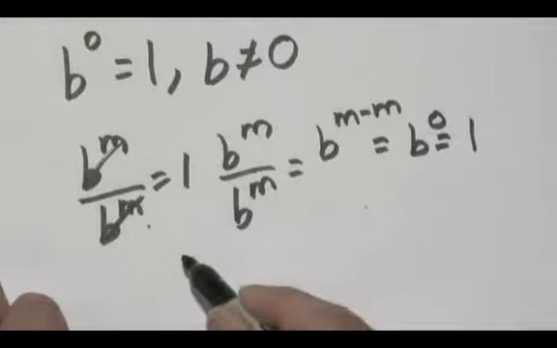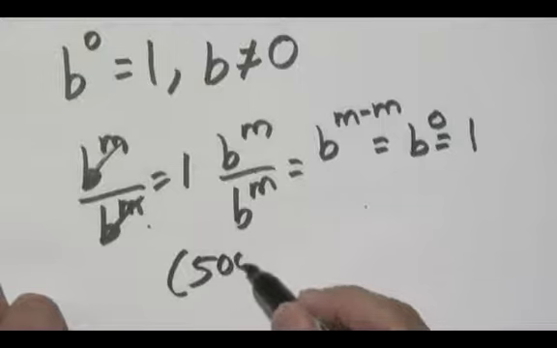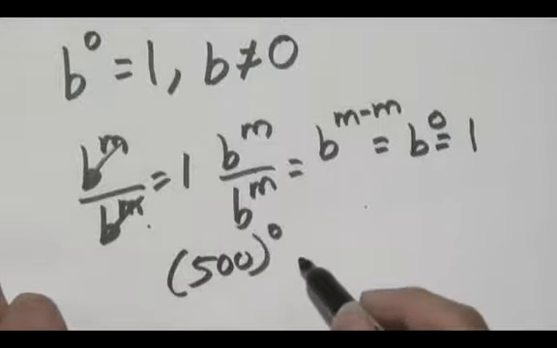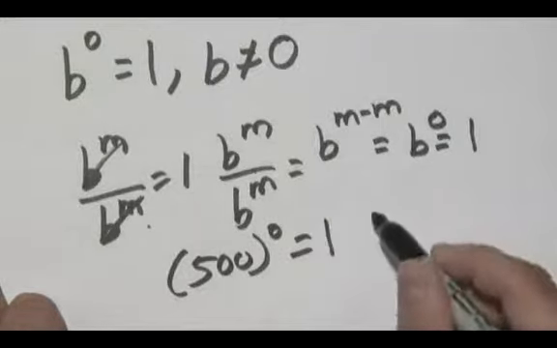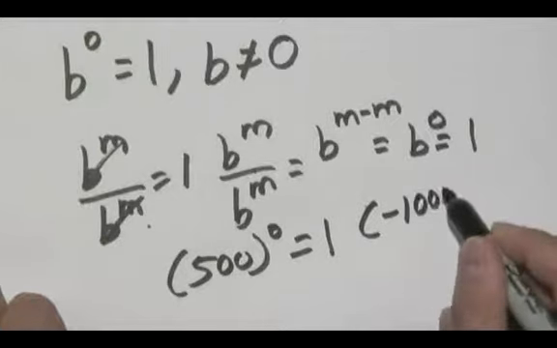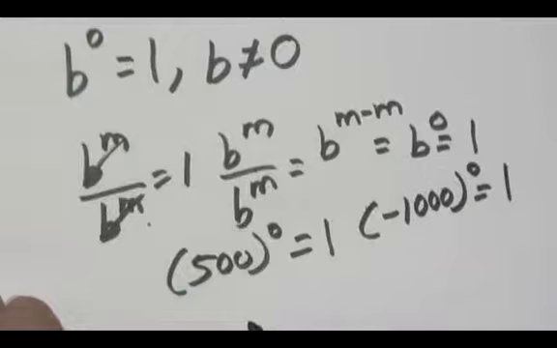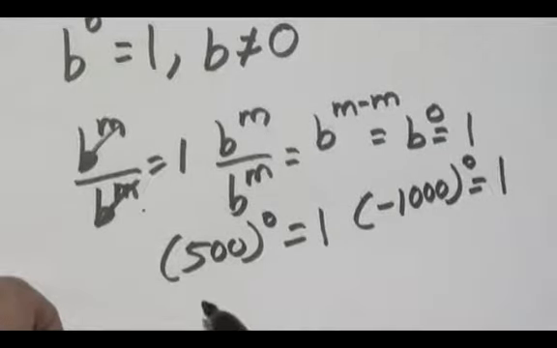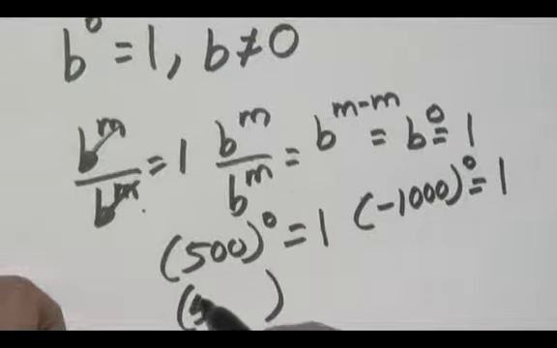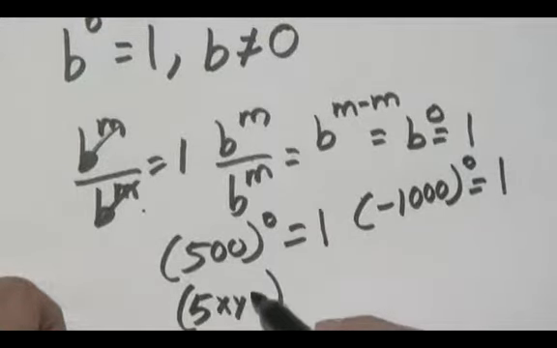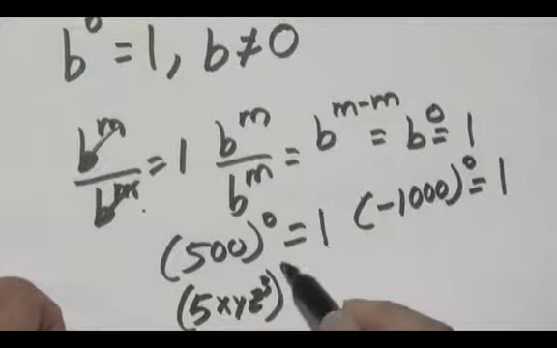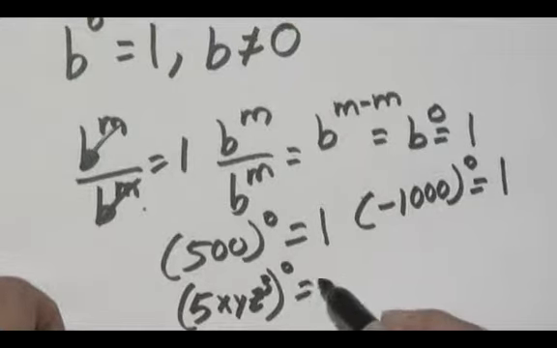So if you have something like 500 to the 0 power, that's going to be 1. If you have negative 1,000 raised to 0, that's also going to be 1. You could have some really large term here, 5xyz to the third, all that to the 0th power. That's going to give you 1 as well.